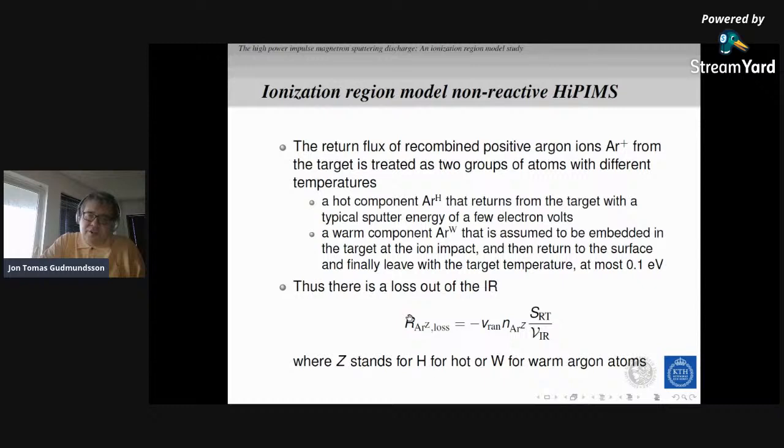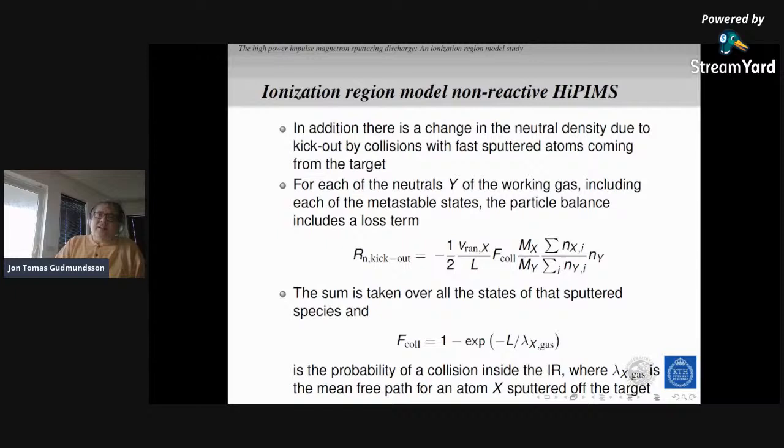So then we have to look at one important term.